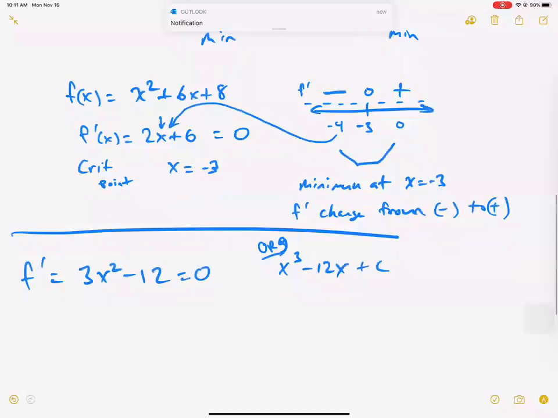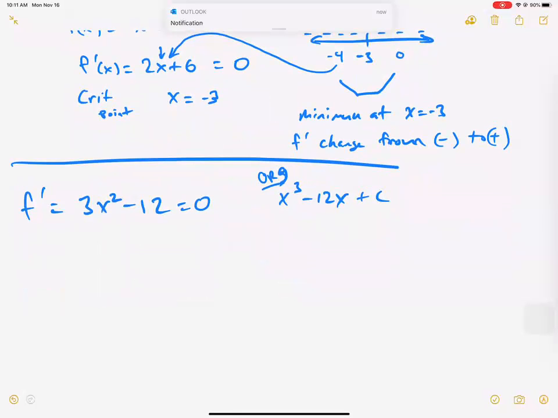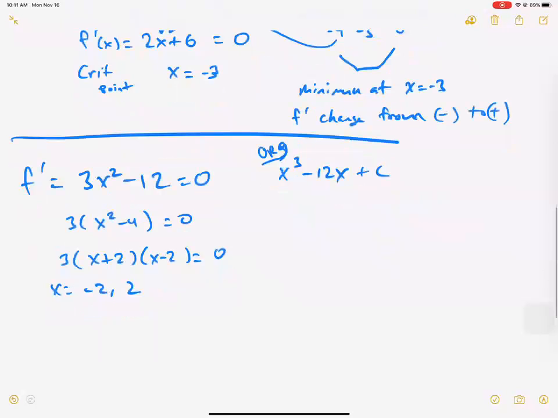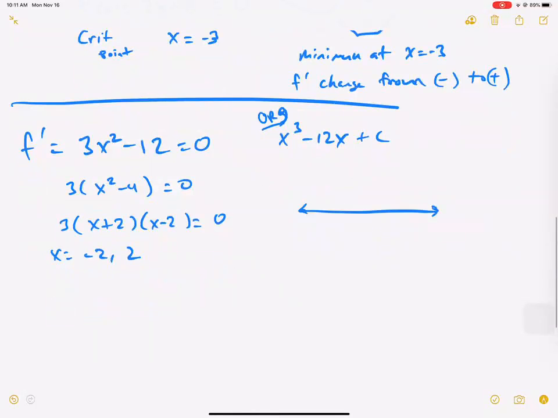So let's say they give us this problem. They did all the work for us. I'm going to factor out the 3 because I want to find the zeros. x squared minus 4 equals 0. So we can factor this to be x plus 2, x minus 2. So we have critical points at -2 and 2. We do not know which is the max and which is the minimum. That's okay. I'm going to draw a little sign chart here, with -2 and 2. I'm going to write zeros on top of that just to remind me that these are critical points.